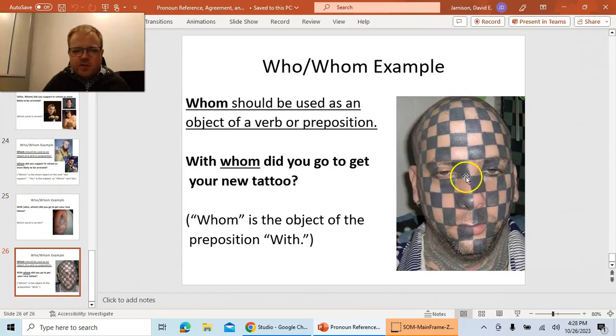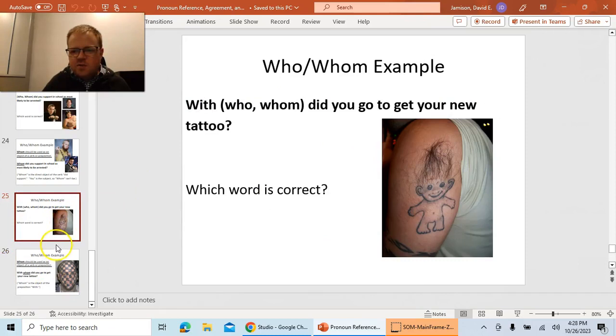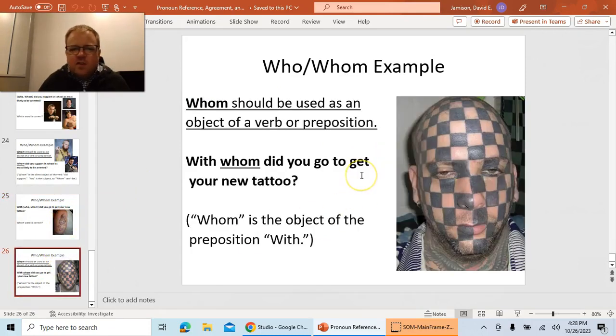I hope that's not a real tattoo. I guess I kind of hope this one is. That's pretty funny.